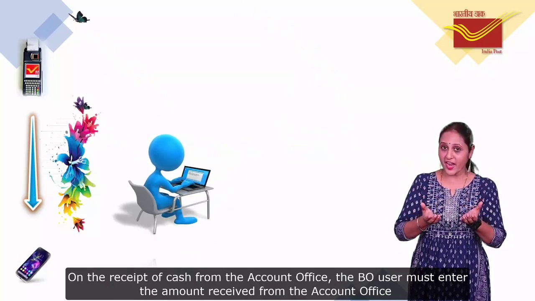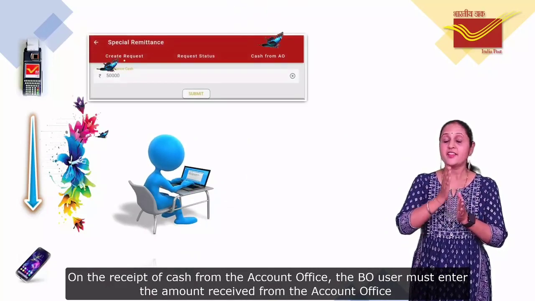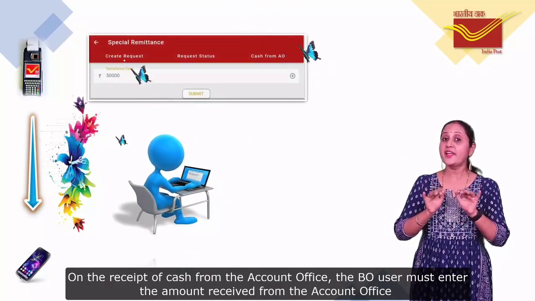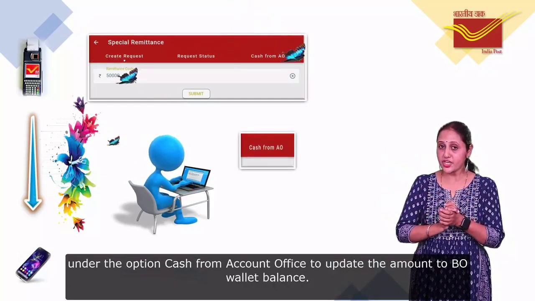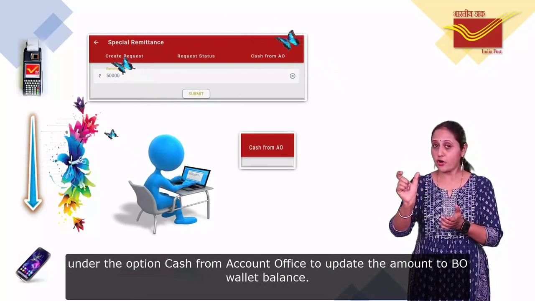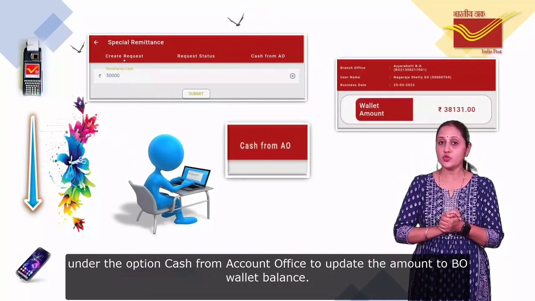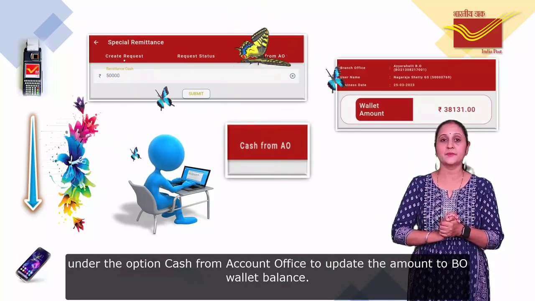On the receipt of cash from the account office, the BO user must enter the amount received from the account office under the option Cash from Account Office to update the amount to the BO wallet balance.